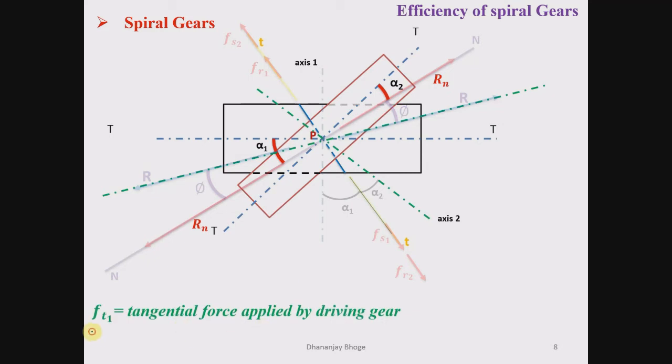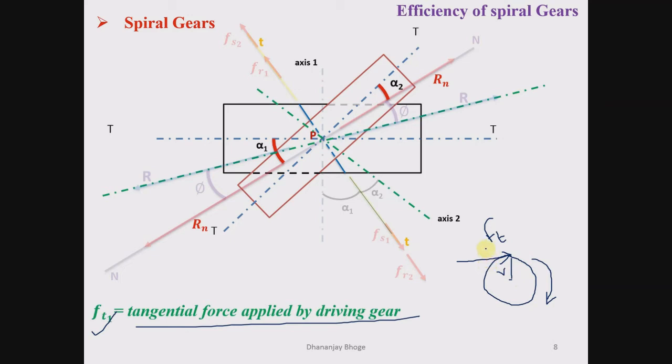Read this. Let us suppose that Ft1 is the tangential force applied by the driving gear, because torque is produced as the result of tangential force, correct? This is Ft into the pitch circle radius r, which will produce the torque which will result in rotation of corresponding gears, correct? And this Ft is acting tangential to the pitch circle or pitch surface.